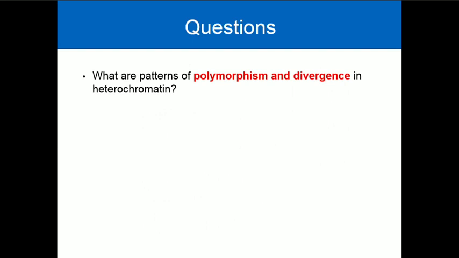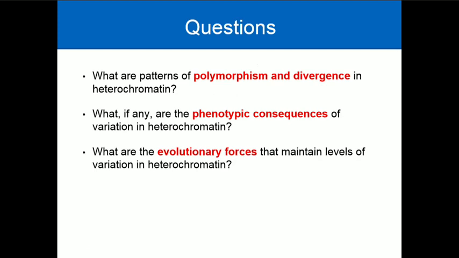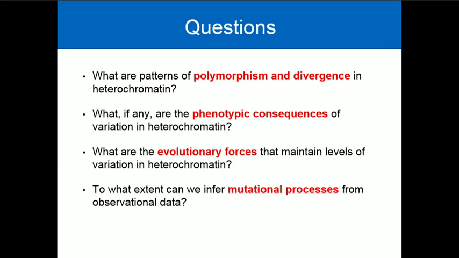Okay, some questions. What are we going to do with this tool now that we have it? We can start to ask, what are the patterns of polymorphism and divergence in different species and populations of flies? What, if any, are the phenotypic consequences of that kind of variation? What are the evolutionary forces that might be maintaining that variation in heterochromatin? That means, in part, understanding something about the mutational process. So can we actually quantify the rate at which these things are diverging?